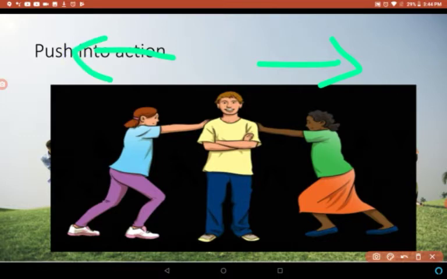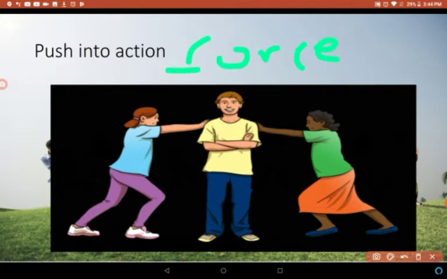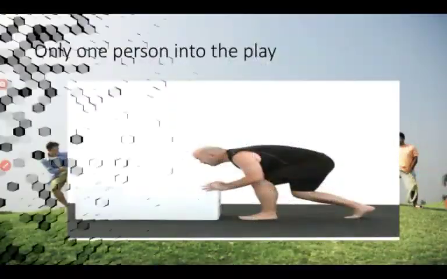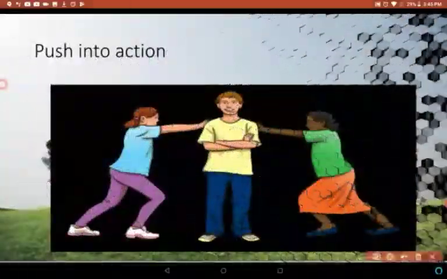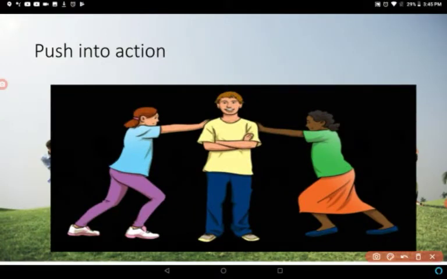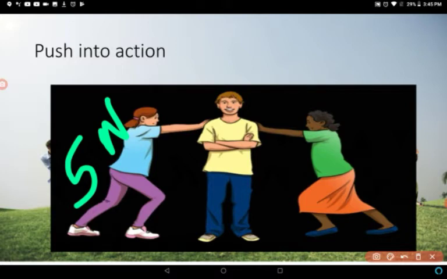But what is happening? You are not moving. Why are you not moving? As force is applied, you should move. As you all know, force makes an object move. This is not happening because your mother and your sister are pushing you with the same force. For example, your sister is pushing you with 5 Newton force and your mother is pushing you with 5 Newton force too.